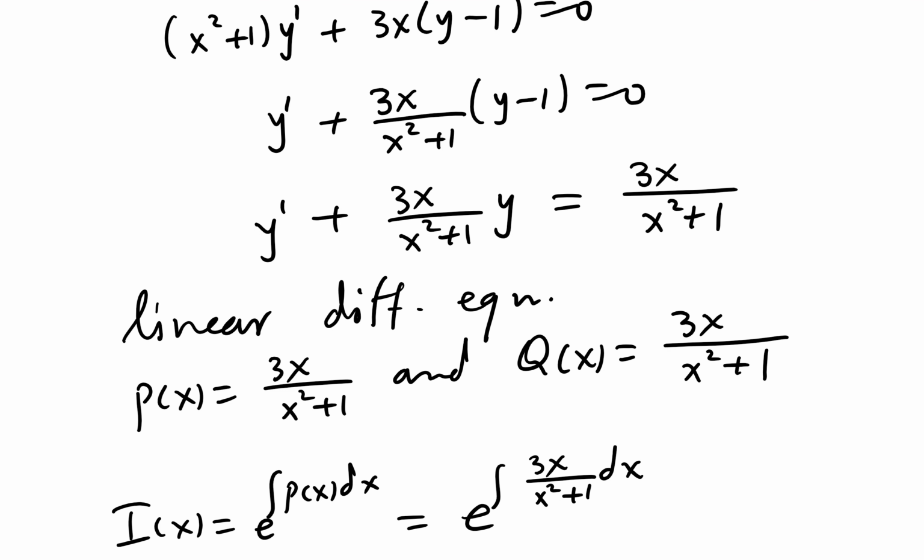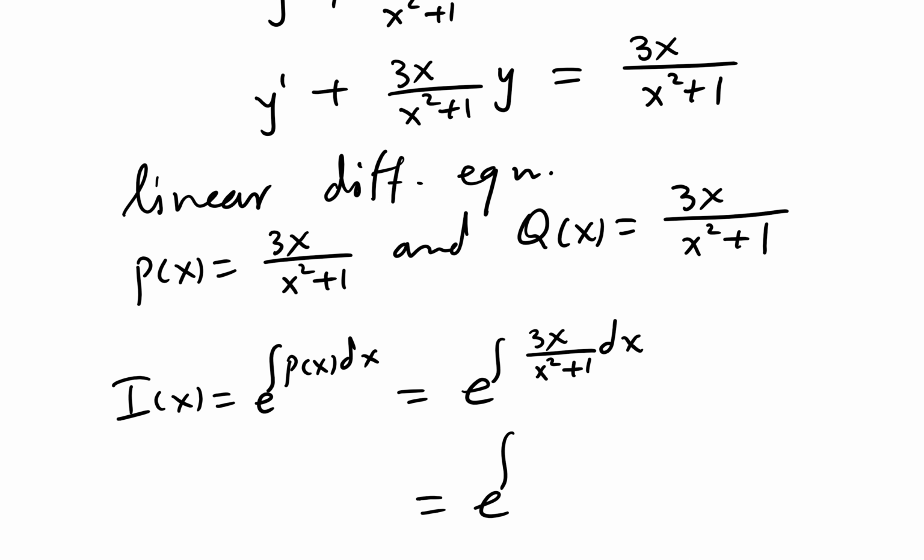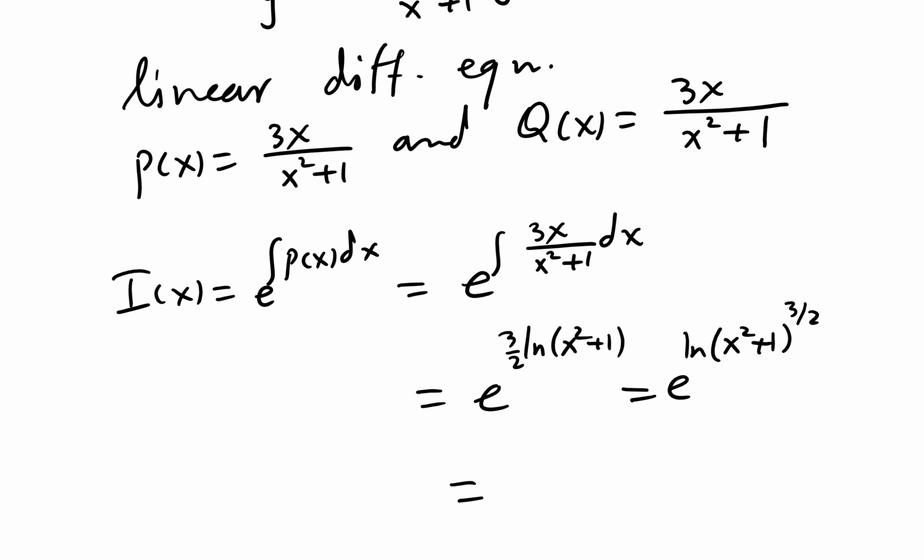And the top one can be integrated using the u sub. U sub, u is x squared plus 1. That will give us e to the integral of 3/2. So if you integrate that, it's going to be 3/2 ln of x squared plus 1. So move that 3/2 up like so, and then e to the ln of anything is the thing itself. So that becomes x squared plus 1 to the 3/2.